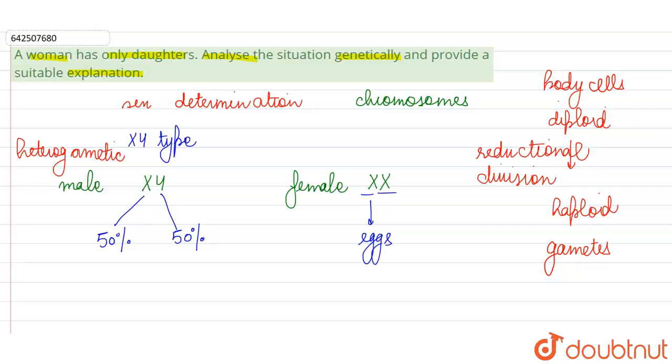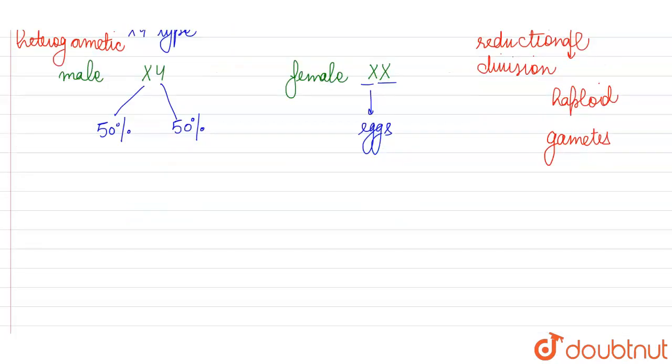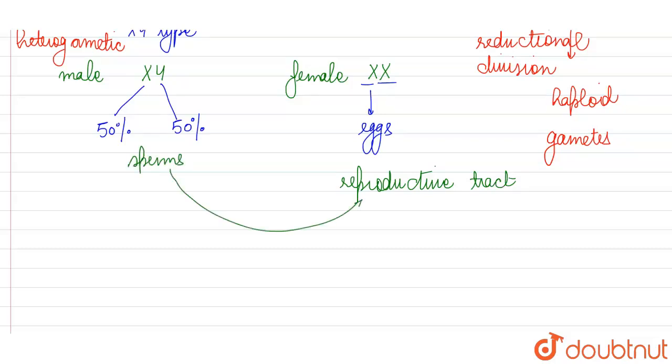So now what happens is, during sexual reproduction, we all know that the eggs are going to be inside the female's body itself. Eggs remain in the female reproductive tract, whereas the sperms, during copulation, are ejaculated into the female's reproductive tract, through which they have to swim vigorously and reach the egg. Now, all of the eggs are going to have X chromosome only, but the sex of the baby is going to depend on whether a sperm having X chromosome or a sperm having Y chromosome has fertilized the egg.